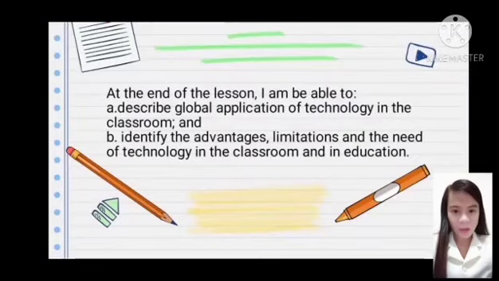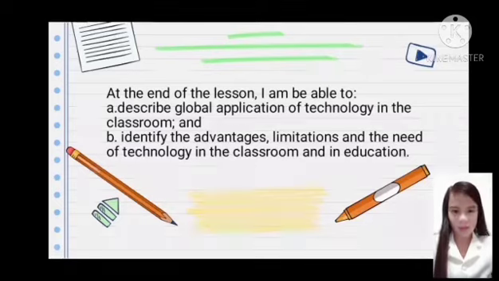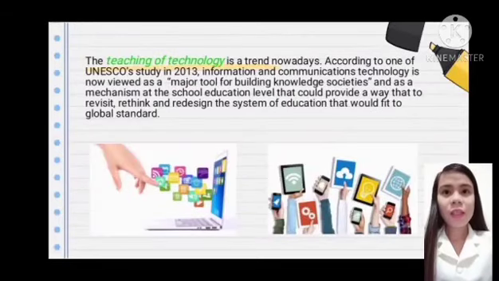At the end of the lesson, I am able to describe global application of technology in the classroom and identify the advantages, limitations, and the need of technology in the classroom and in education. The teaching of technology is a trend nowadays.